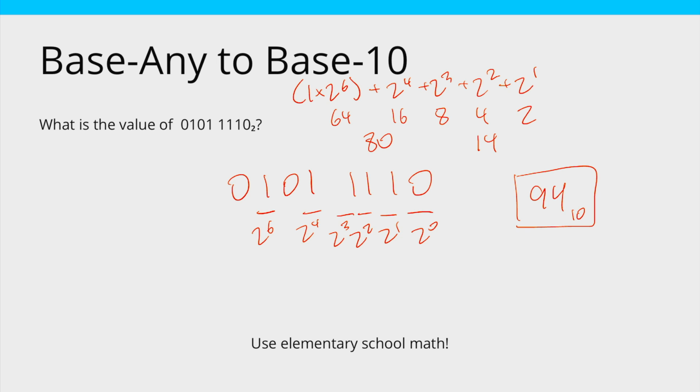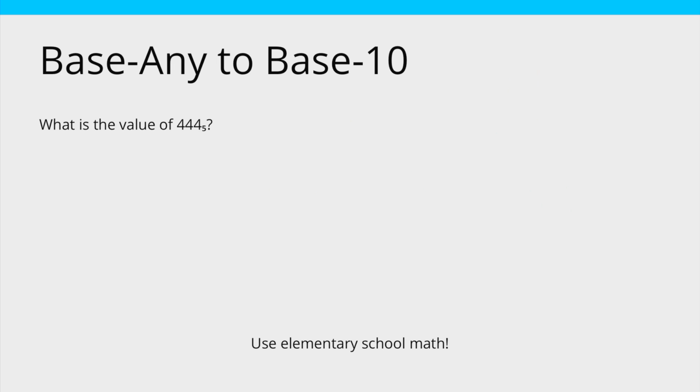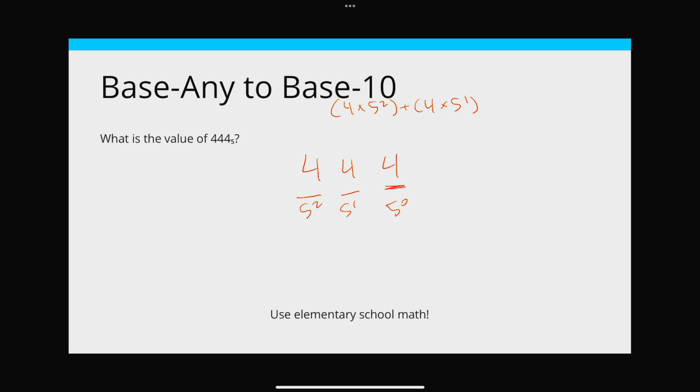Okay, let's go ahead and do another one. This is base 5. So let's write it out. And what's the place value? That is 5 to the 0, 5 to the 1, 5 to the 2. That is 4 times 5 to the 2 plus 4 times 5 to the 1 plus 4 times 5 to the 0. That is 25 times 4, 100, plus 4 times 5, it's 20, plus 4 times 1 is 4. That's 124. So you can see how we can do this for any base.